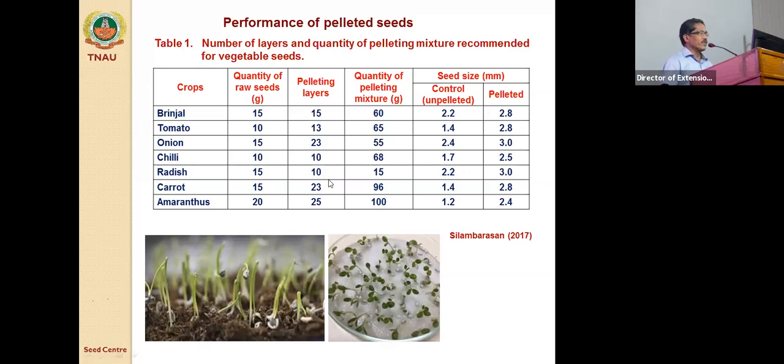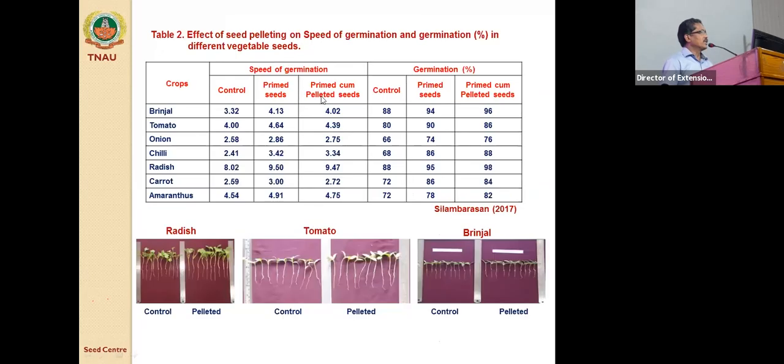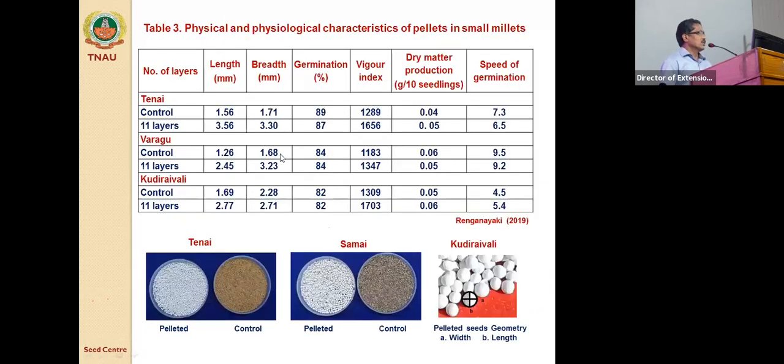So these are all standardized for different vegetables. Likewise, this is the speed of germination. We have simultaneously studied whether it is affecting germination speed, uniformity, and total germination percentage. To avoid the negative effect of pelleting, we primed the seeds and then pelleted them. That has given somewhat of an improvement over just priming or just pelleting alone.